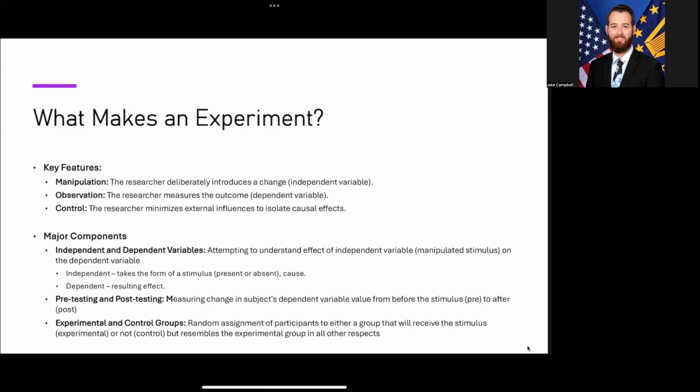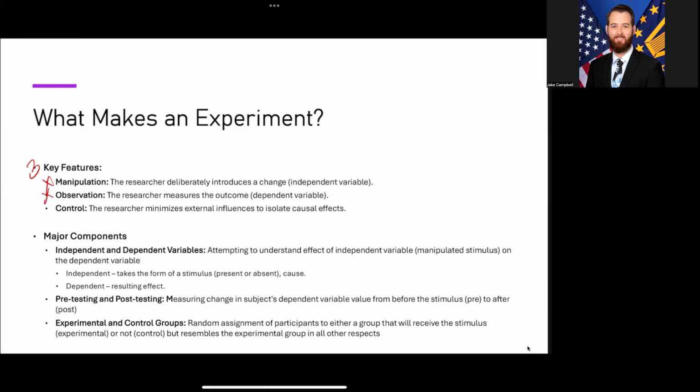There are a couple of key features, three main ones, in terms of what makes something an experiment. The first being manipulation. The researcher is deliberately introducing a change. There is some intervention that we provide, whether that's providing information, exposing to a chemical, or providing an incentive. We are doing something that is independent of what is happening with the group being experimented on that we think is going to cause a change, a reaction, some different outcome as a result.